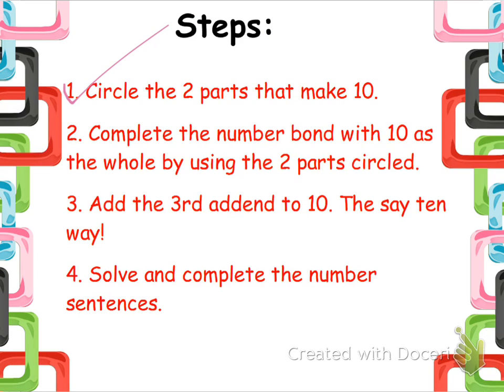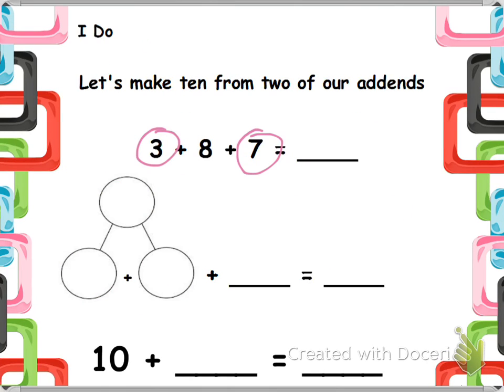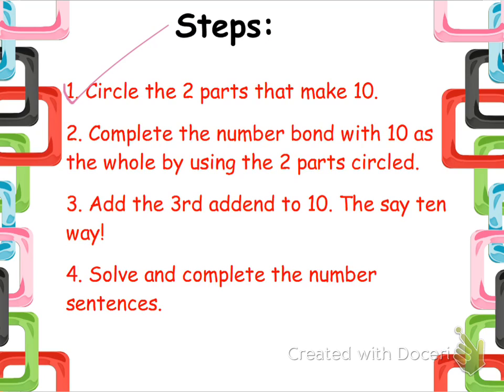So check. Step number 2, complete the number bond with 10 as the whole by using the two parts that we circled. So let's go back and look at this number bond right here. We know that we're going to add 3 and 7 together. And we know that 3 and 7 make 10. All right, now we can check that off because that's what we did. We completed our number bond with 10 as the whole by using the two parts that we circled.